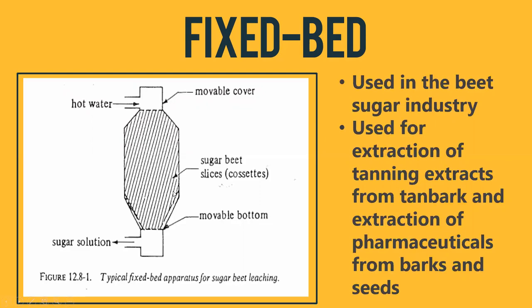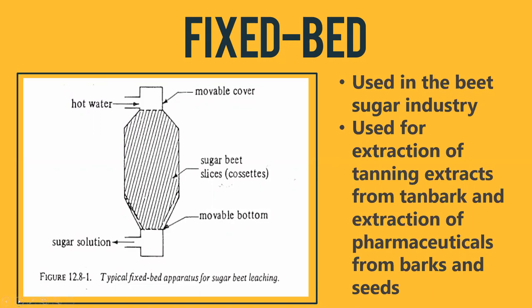The example stated here is the dissolution of the sugar content, specifically sugar, in the plant we call beet. So it is used in the beet sugar industry, and this can also be used for extraction of tannin from tan bark, and even in extraction of pharmaceuticals from barks, tree barks, and seeds. So in this case, we have a fixed bed wherein the solids are introduced into the bed.